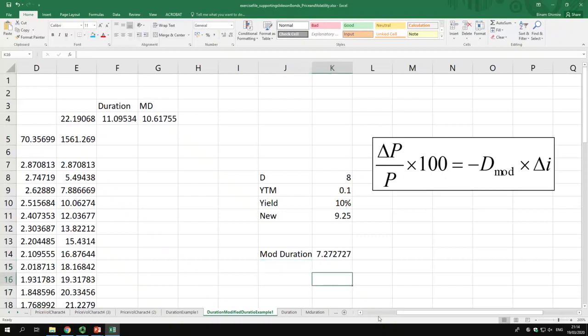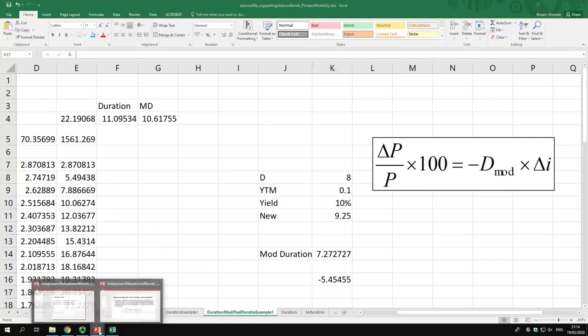So what I need to do is equal minus this times, I know 10%, and this is 9.25%. So 10% minus 9.25% will give me 0.75%. 0.75% in terms of basis points will be equal to 75, divided by my number, which is this. So therefore I'm going to get minus 5.45, and this is what I did to get that. So minus 5.45 is the percentage price change.